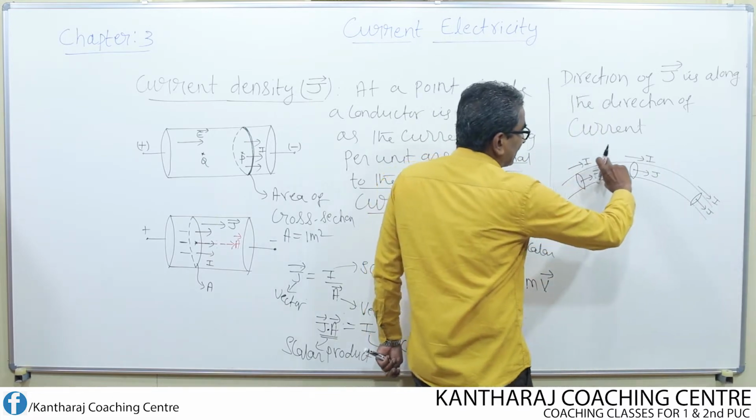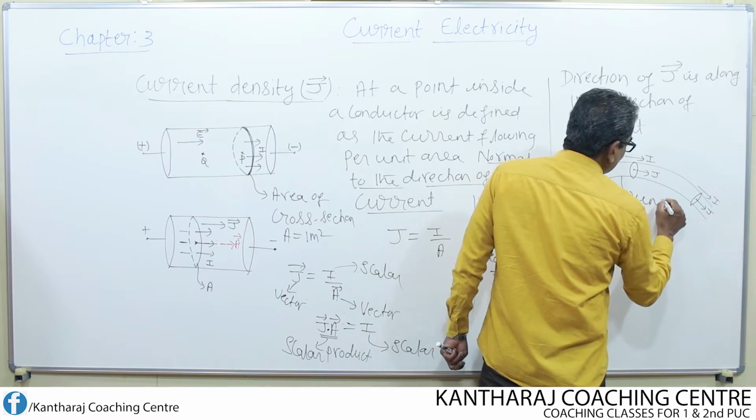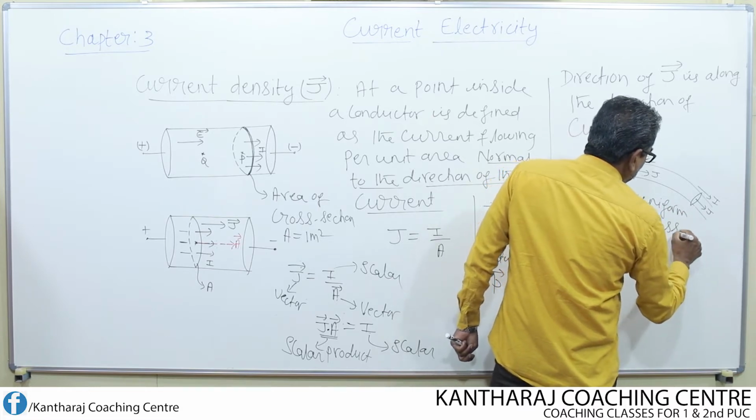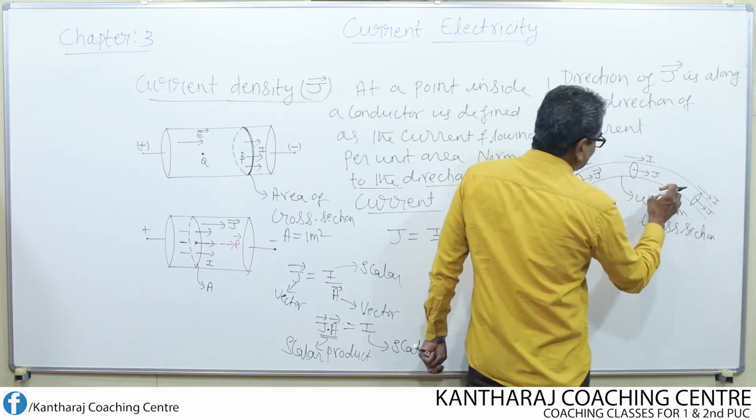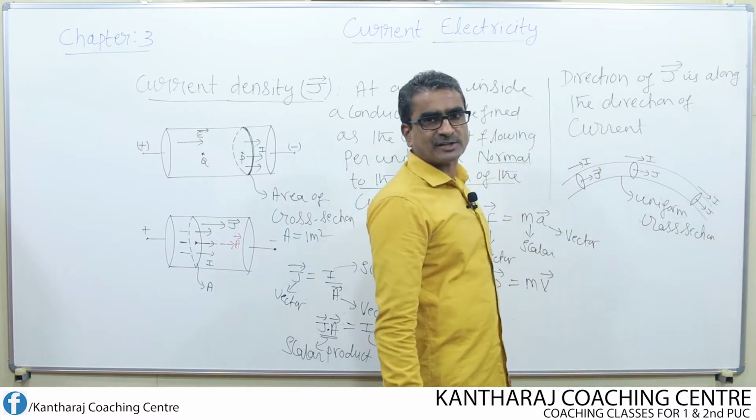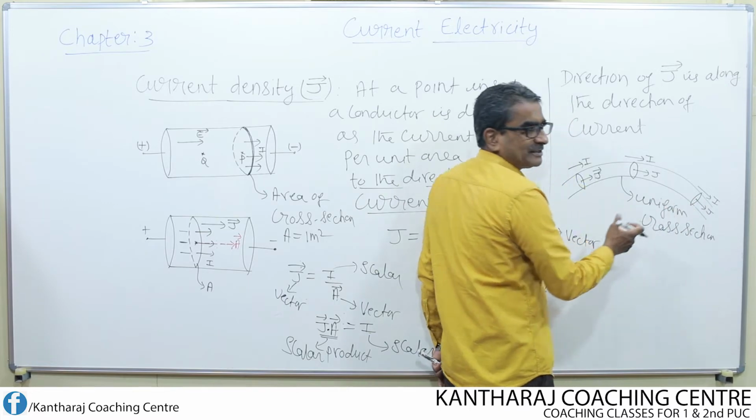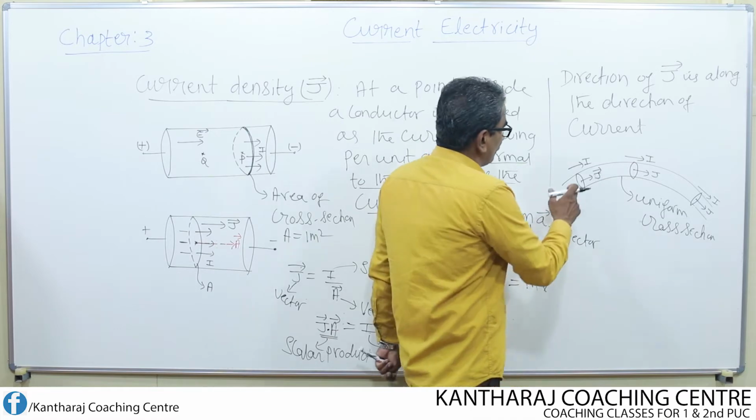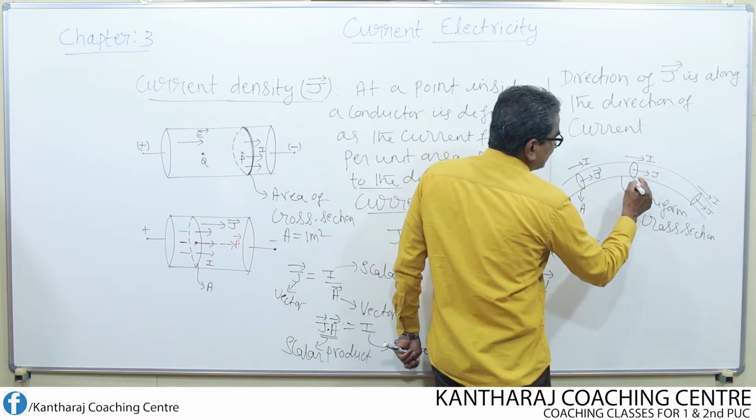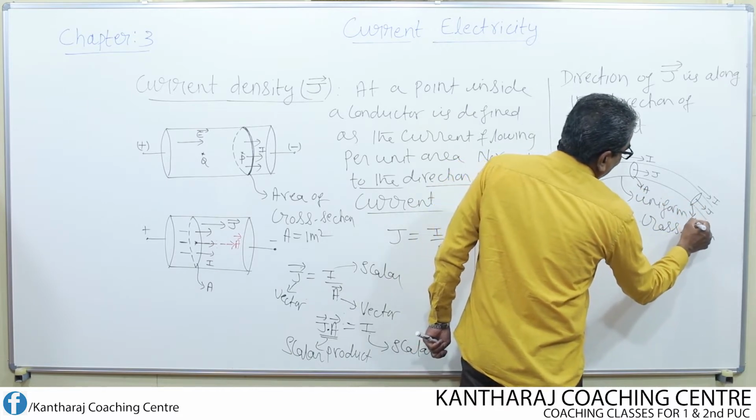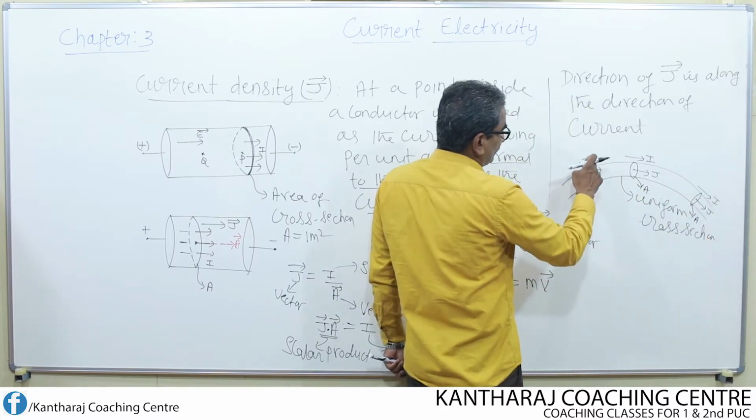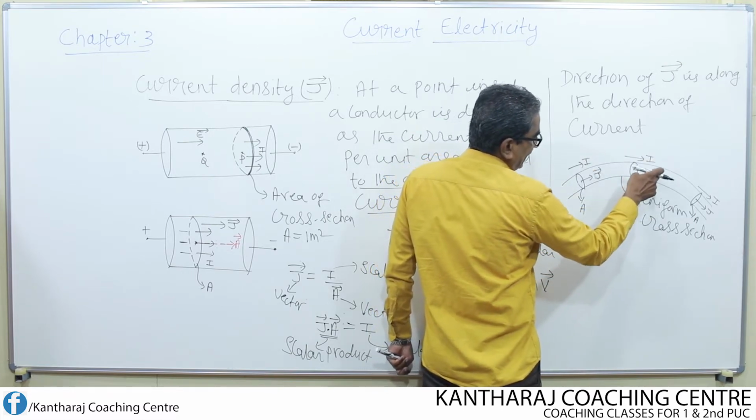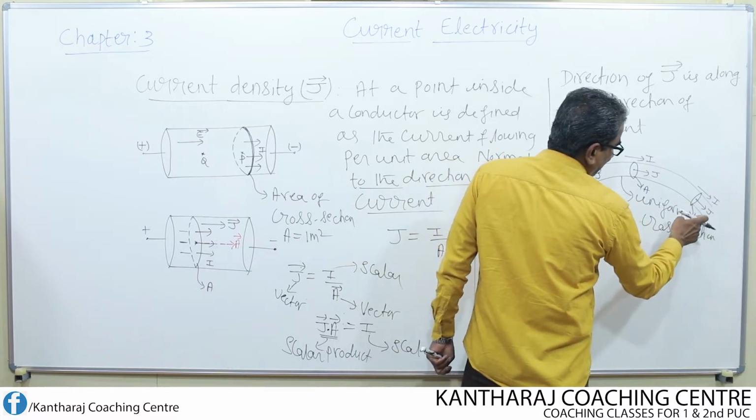Why? Because this is a conductor of uniform cross section. Since it is a conductor of uniform cross section, the magnitude of the current remains the same through all this area of cross section, because each area of cross section remains the same, since the conductor itself is of the same uniform thickness. So A is also the same, and the magnitude of the current is also the same. So I divided by A equal to J, same current, same area. Once again, I by A equal to J.